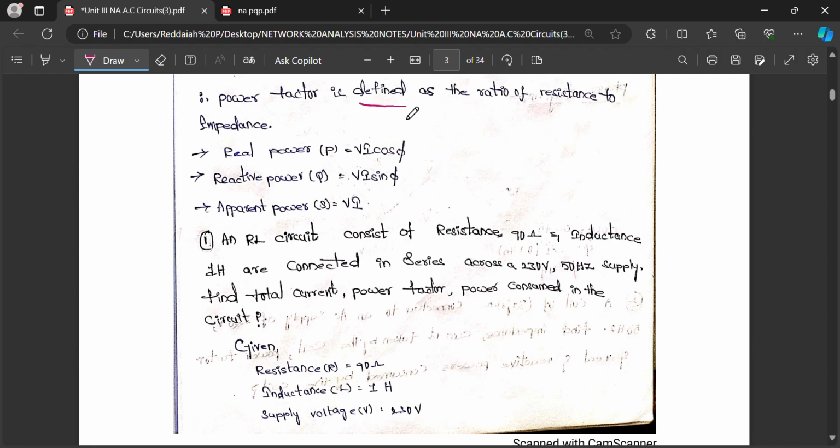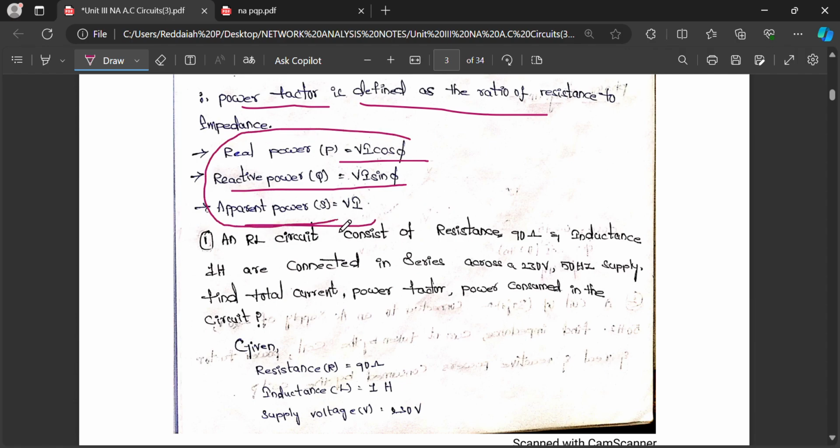The power factor is defined as the ratio of resistance to impedance. Real power P equal to VI cos phi, reactive power Q equal to VI sin phi, apparent power S equal to VI. If you know these three formulas, sometimes they will ask a 5 marks question: find real power, reactive power, apparent power. These formulas we have to remember.